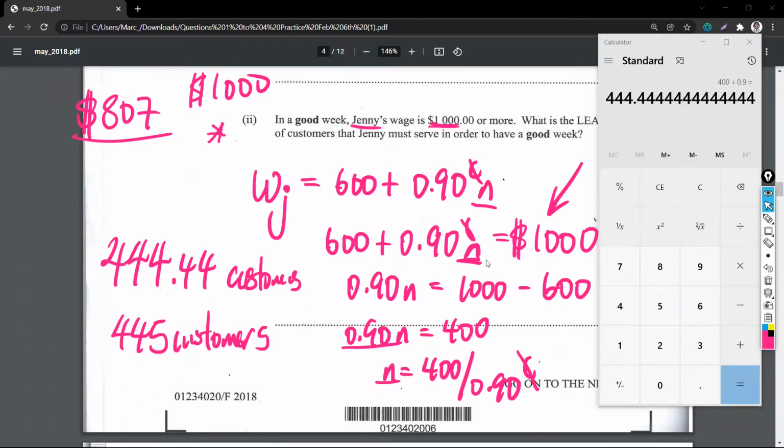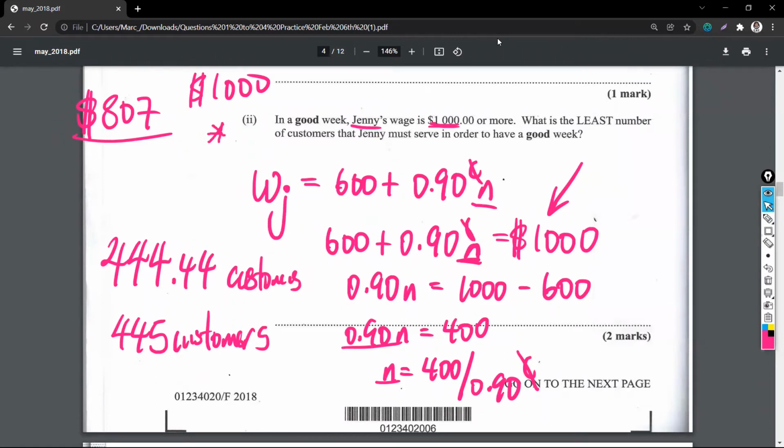Roshan, go ahead. So the funny thing is, sir, I didn't do the process that you did. I just typed random numbers in the calculator till I got one that worked, and I got 445 as well. So I understand what you're saying, and that's cool. That's good. But if you do that, you're going to get 1 mark. And if you only just put 445, you're going to get 1 mark.